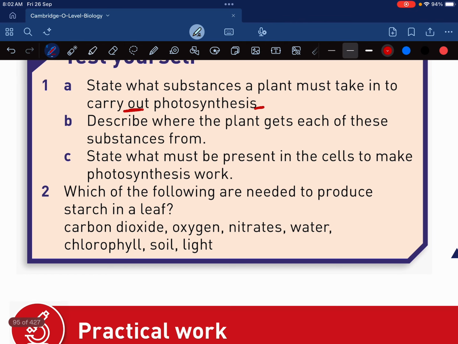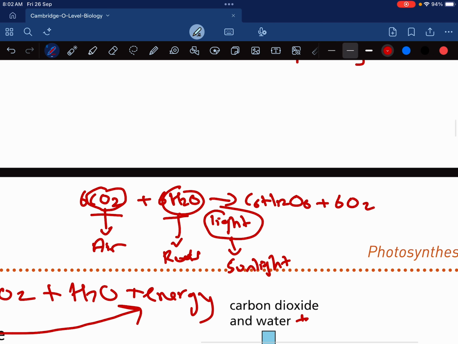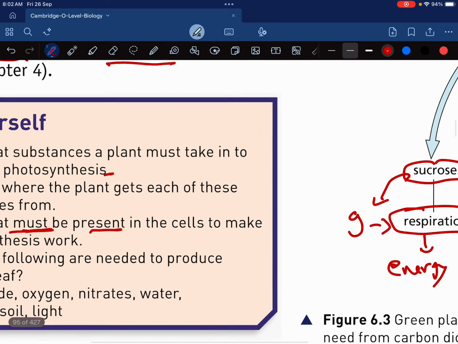Okay, question number C, state what must be present in the cell to make photosynthesis work. What must be present in the cell? We need chlorophyll, which is present in chloroplast. We need chloroplast in the cell, very important, to absorb the sunlight. If the sunlight isn't absorbed, then this reaction won't take place. So we need chlorophyll, and of course we need all these molecules as well to carry out photosynthesis, right?